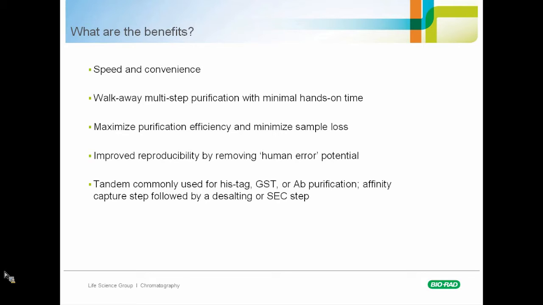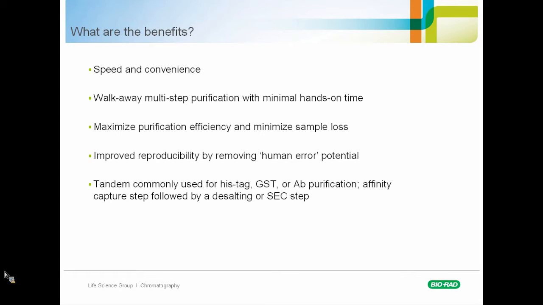So the benefits of doing an automated 2D or multi-D purification are obviously the inherent speed and the convenience. If you can imagine a traditional purification that may be a 3 or 4 step purification, this could take 2, possibly 3 days to complete. When you run the first separation, you'd collect the fractions, you would analyze the fractions in a gel, determine where your target protein is, and you would then pull these fractions, dialyze them, and then load them onto the next column. And this process can be very time consuming.